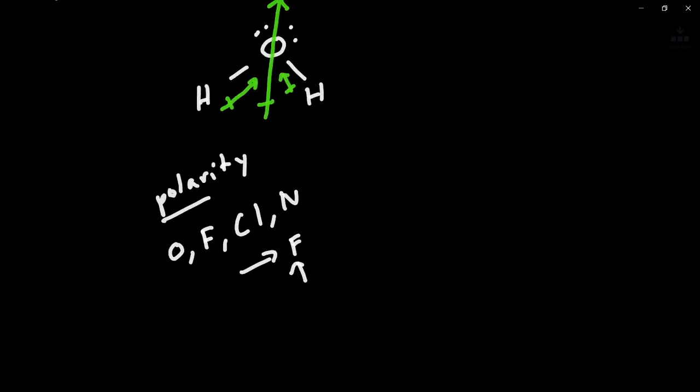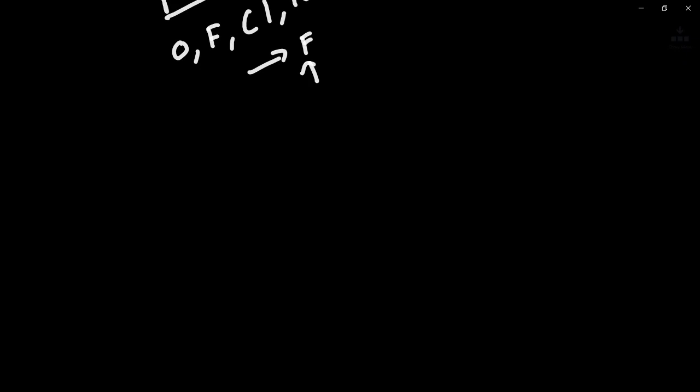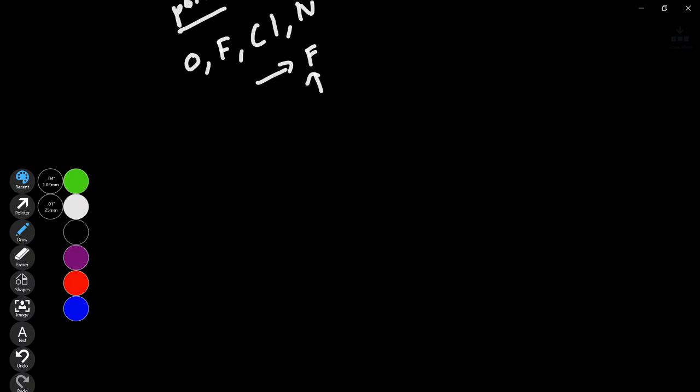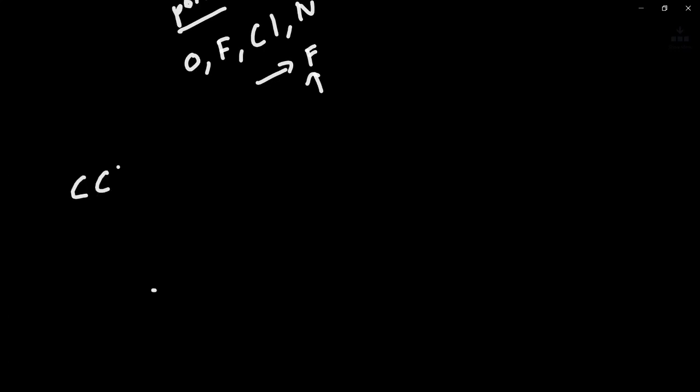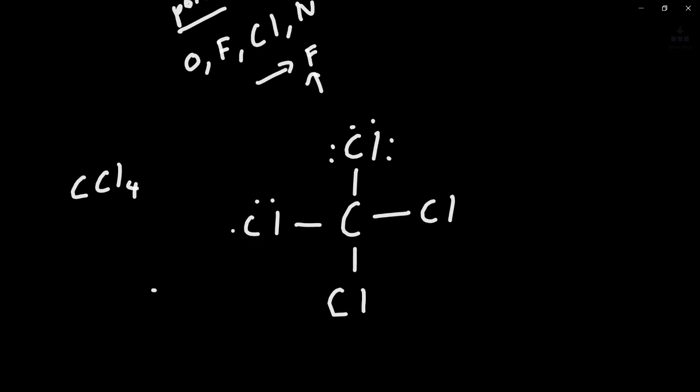Okay, let's bring out another example. So let's take a look at one we showed earlier. CCl4. I'm just going to go ahead and redraw the structure for us. Okay, still talking about polarity. Okay. So, what if we wanted to decide whether this is a polar molecule or not?